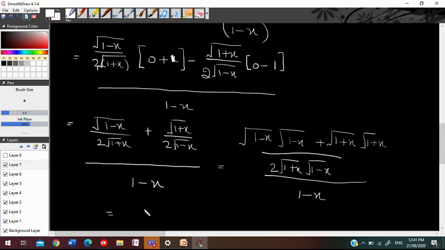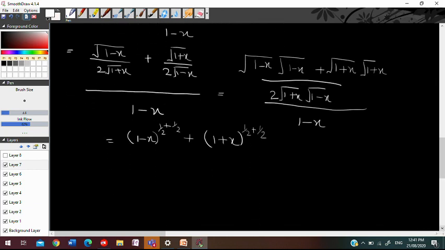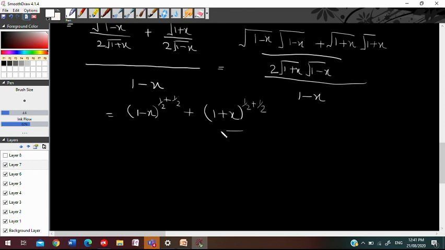under root, 2 times under root, we get 1 minus x power 1 by 2 plus under root 1 plus x, power 1 by 2 plus 1 by 2, divided by 2 into 1 plus x into 1 minus x under root, whole divided by 1 minus x.